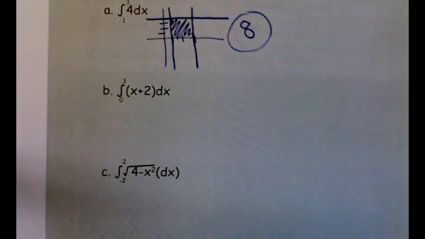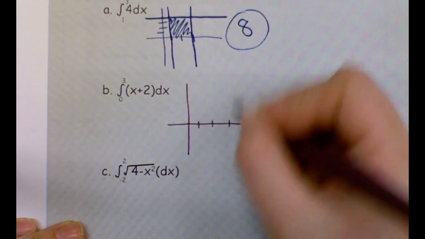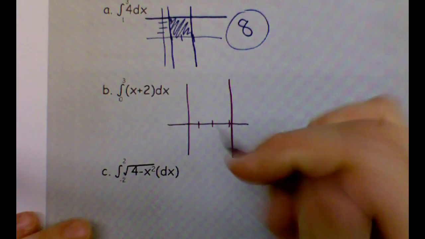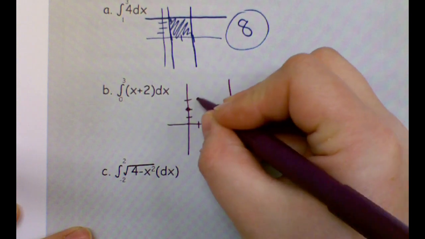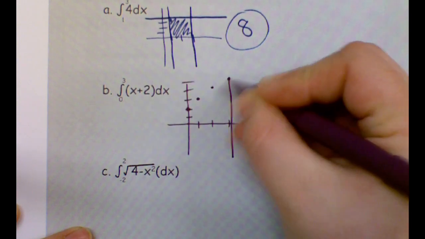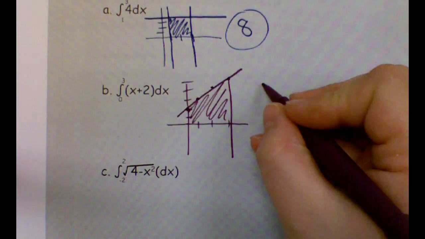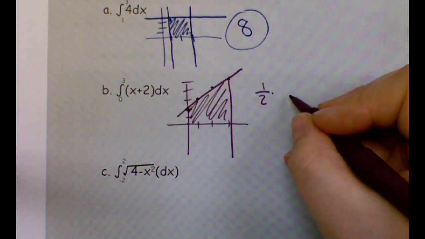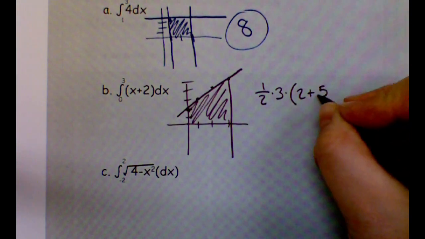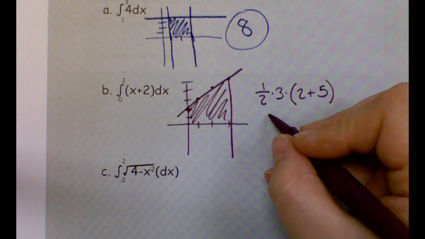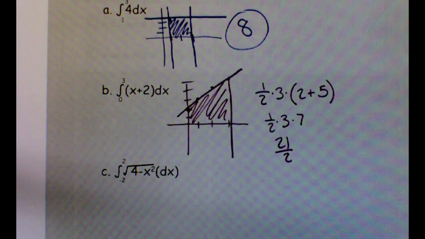If I look at x plus 2 from 0 to 3, let's see here, 0 to 1, 2, 3. There's my bound. All right, if x is 0, that's 2, and then 3, 4, 5. Here's the area I'm looking for. That is a trapezoid. So I take 1/2 times the height, which is 3, times the sum of the bases, which is 2 plus 5. I have 1/2 of 3 times 7, which is 21 over 2.